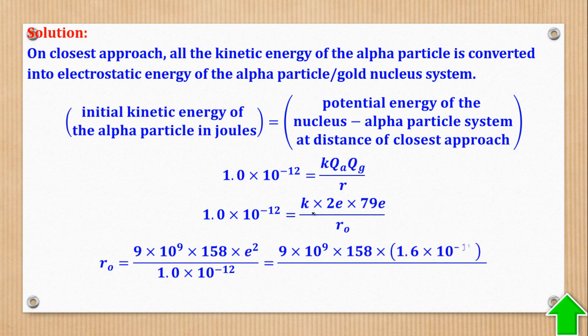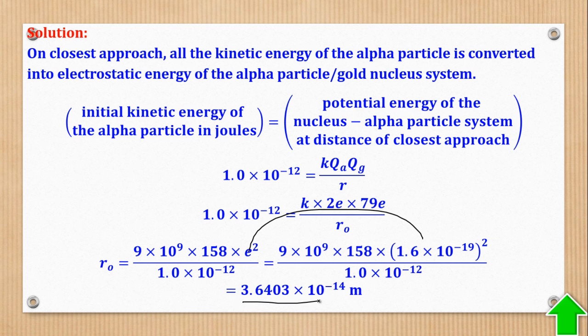Therefore, when I make R naught the subject, this K is already known, 9 times 10 to the 9. Then this 2e times this gives you 2 times 79, which is 158. Then e times e, which is e squared. Then this one comes down. But I already know the value of e, so I can substitute for e, and I'll be able to get my R naught as this. And that's what they wanted.